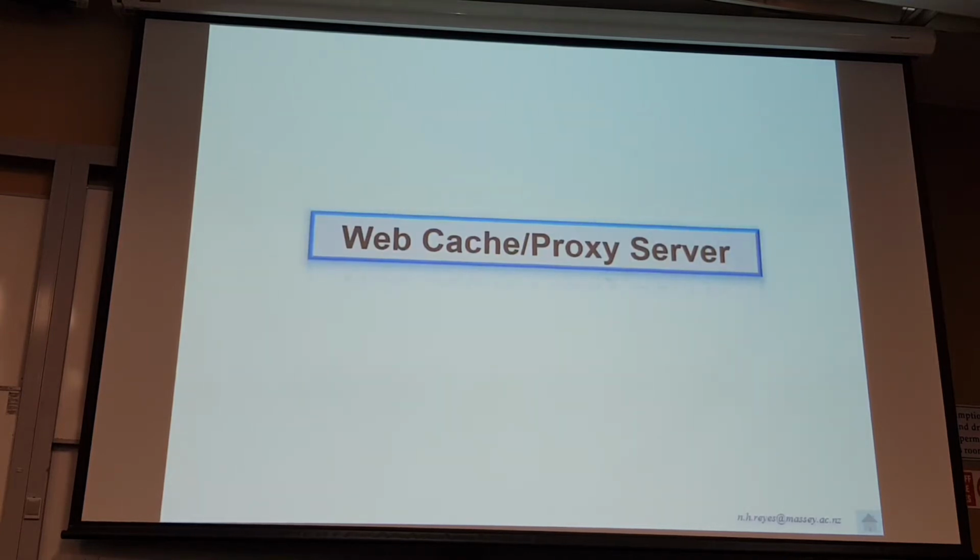Next, let's talk about web cache and proxy server. This technology is used together with HTTP. How can we speed up requesting for an object if the origin server is, let's say, in the US?